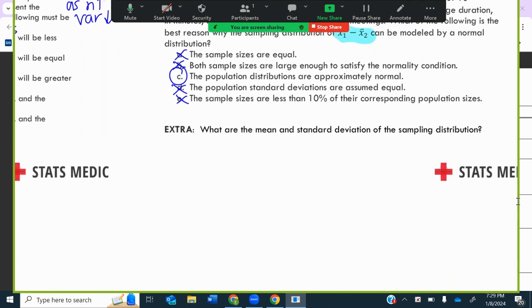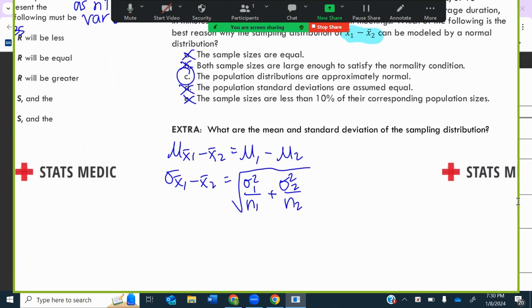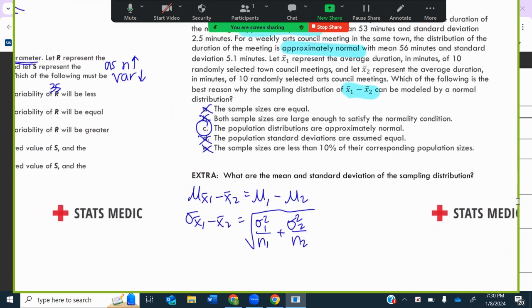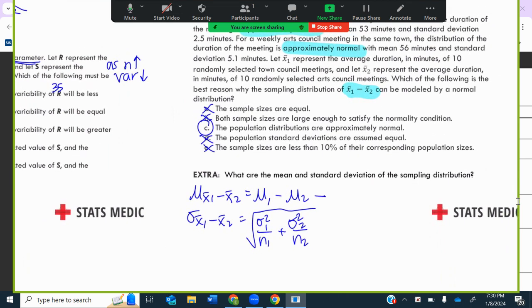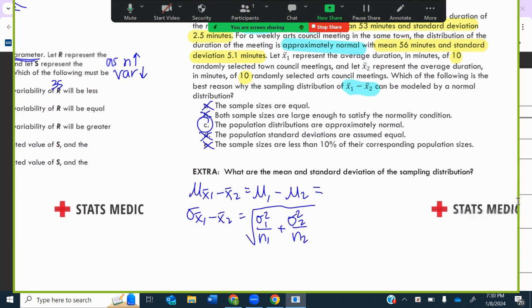And then bonus question, what's the mean and standard deviation? We'll get these from our sheet. So I like to just fill out the formulas and then use them to answer the question. So we just wanted to practice this in case this comes up somewhere else on your test. So mu1 we'll say is 53 minutes. I'll just do an equal sign. Let me highlight these. Okay, so we have mean 53, standard deviation 2.5. And the other one is mean 56, standard deviation 5.1. And then we have samples of size 10 and 10.